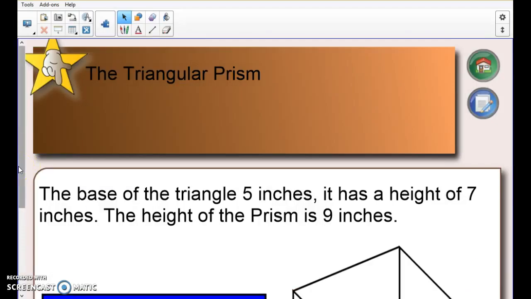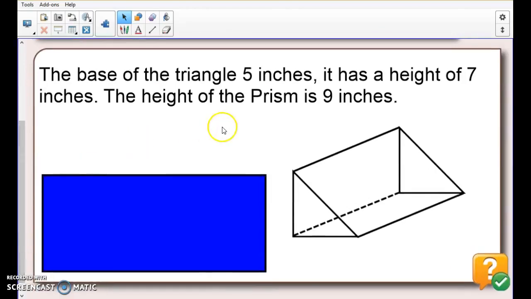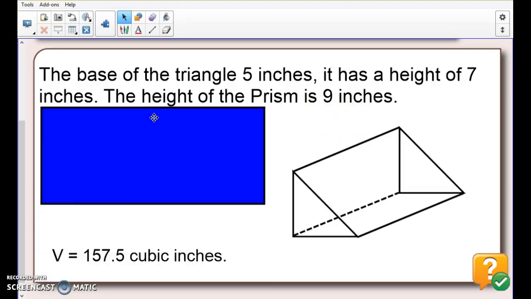All right, this one has a base of 5, height of 7, and a depth of 9 inches. And there's not really a good time to divide by 2 here because we got all odd numbers. 5 times 7 is 35. 35 times 9 is 315. 315 divided by 2 is going to give us 157.5 cubic inches.